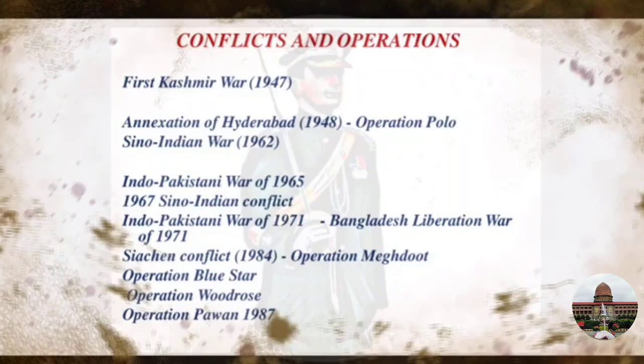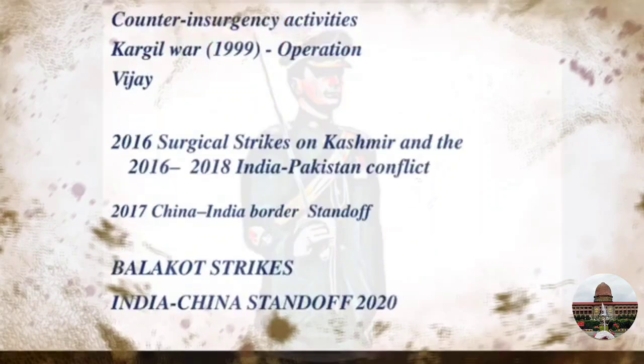Then in 1984, there was the Siachen conflict, where Operation Meghdut was launched by the Indian Army. And in the same year, Operation Blue Star and Operation Waterhouse were also launched. Then in 1987, there was Operation Pavan, which was launched by the Indian Army in Sri Lanka. And for the last 30 years, that is from 1990, the Indian Army is engaging in CI operations, especially in the Kashmir Valley, to fight the proxy war waged by Pakistan. Then in 1999, there was the Kargil War. Operation Vijay was launched by the Indian Army.